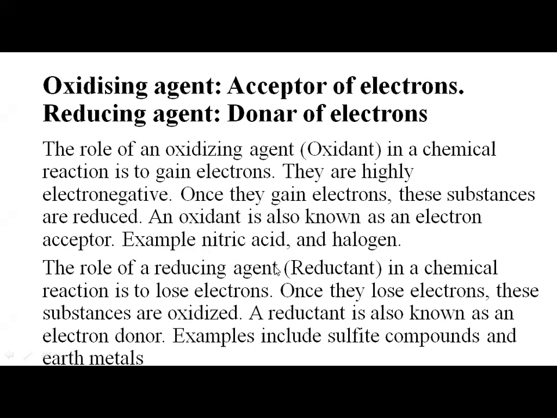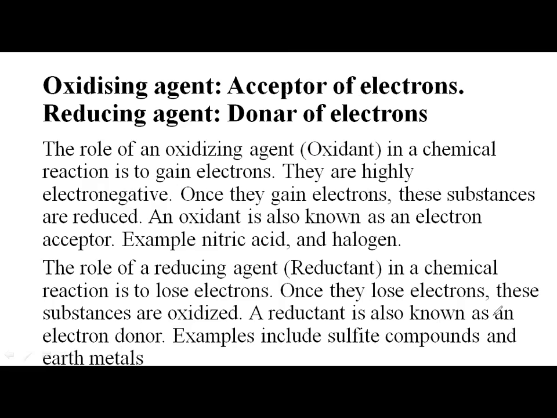Then the role of a reducing agent, or reductant, in a chemical reaction is to lose electrons. Once they lose electrons, these substances get oxidized. A reductant is also known as an electron donor. Examples include sulfide compounds and earth metals. Let us try to understand them by considering examples.